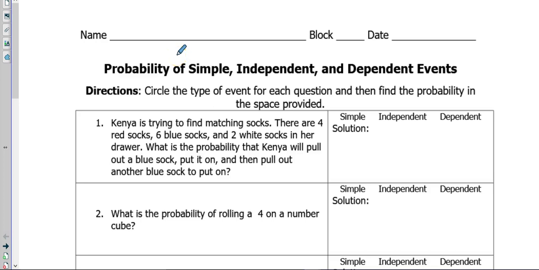Hi students, let's take a look at your worksheet that you completed on probability of simple, independent, and dependent events.